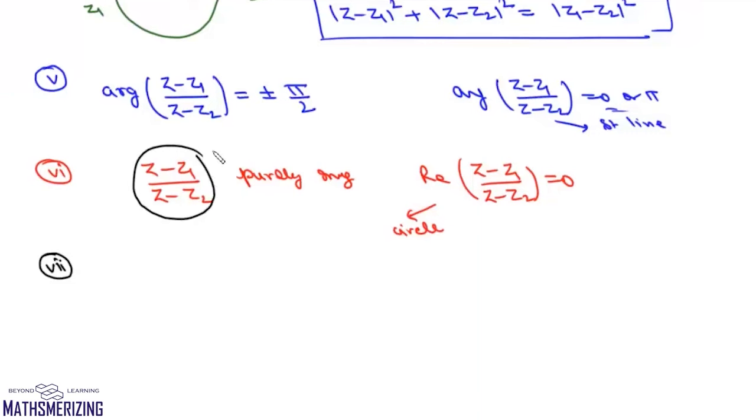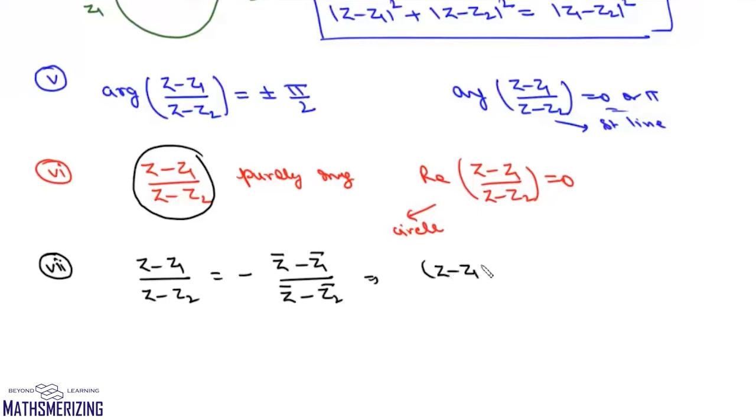And if the complex number is purely imaginary, then z is equal to minus z bar. So we can write (z minus z1) upon (z minus z2) will be equal to minus (z bar minus z1 bar) upon (z bar minus z2 bar), and we can rearrange this as (z minus z1) into (z bar minus z2 bar) will be equal to minus (z minus z2) into (z bar minus z1 bar).